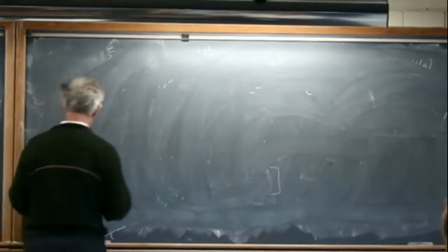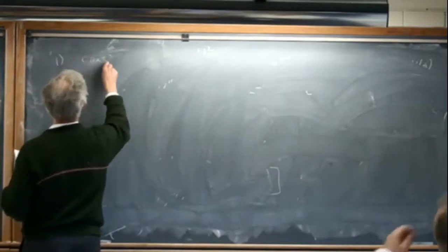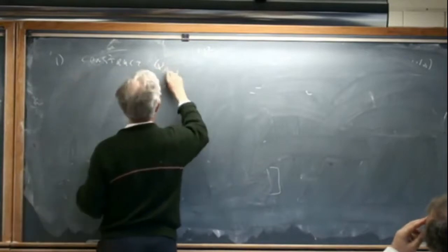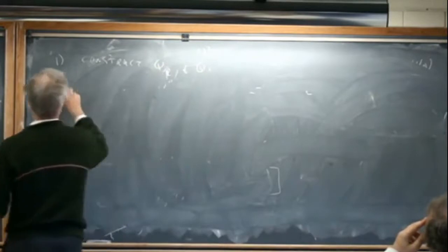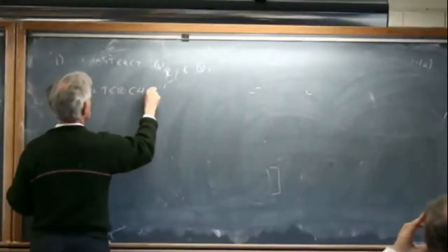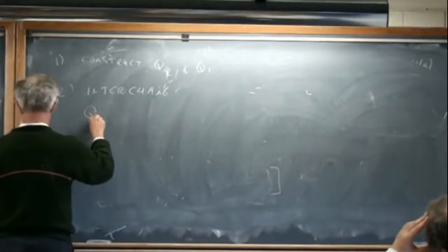So this is step one. Step one is to find these constructions. There are three steps we're going to have here. Construct QR and QL. Step two is what I call the interchange relation. So the interchange relation looks like this.